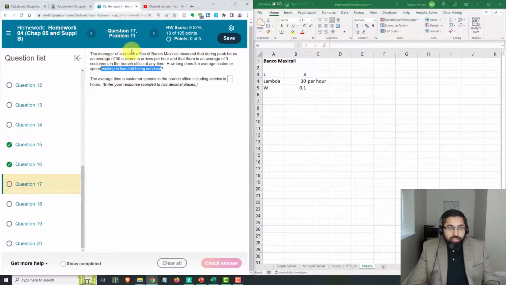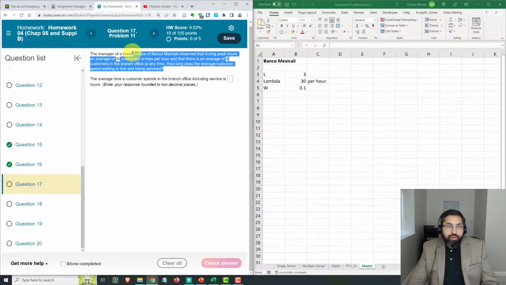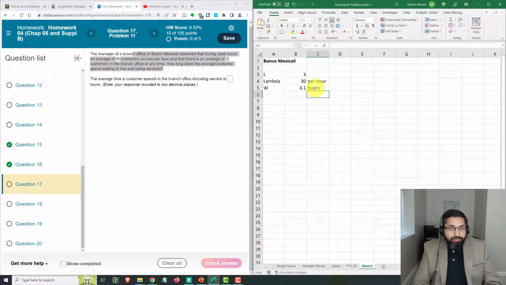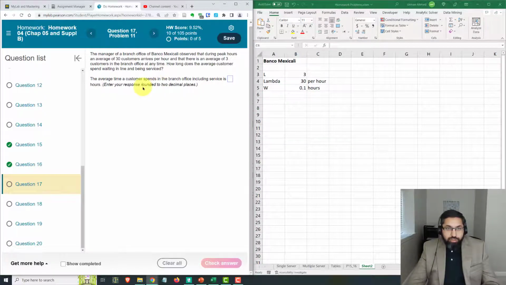And there's no information about a server, how long the server takes, what is the service rate or the service time. And so we know we have to use Little's Law. So W is 0.1 hours. Okay. And the question does want the answer in hours to 2 decimal places. So let's make sure. Yep, it is 0.10.